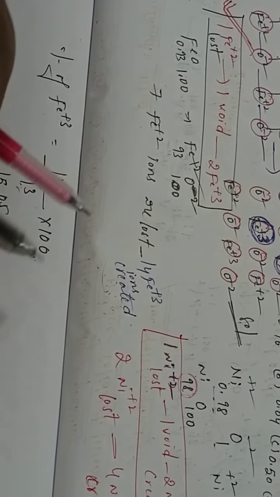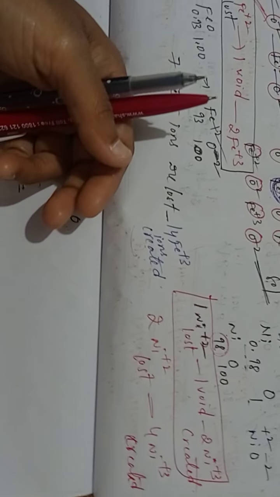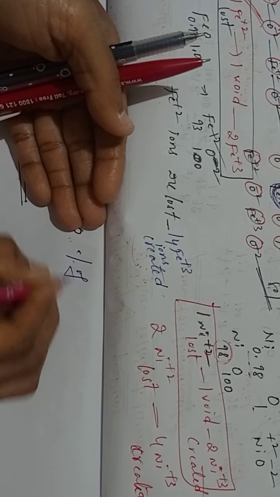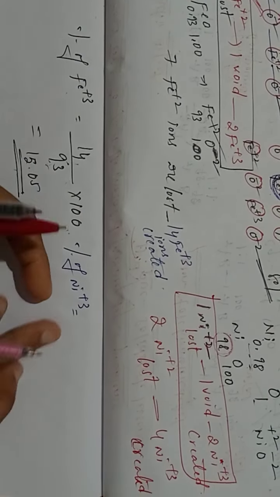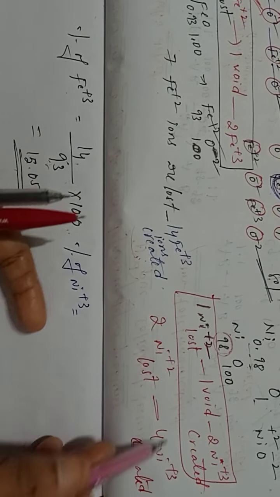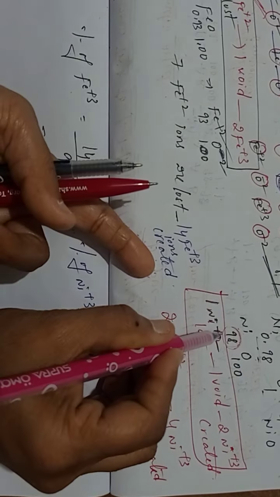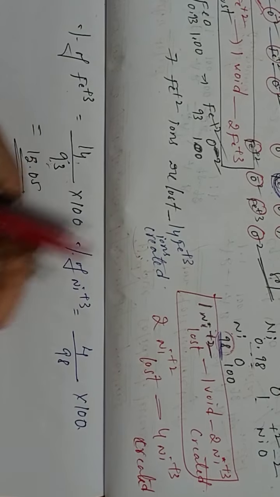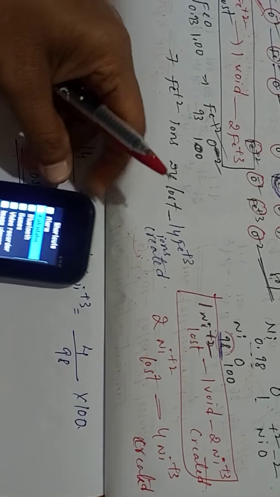Now how to find the percentage, students? How to find the percentage of Ni plus 3? Percentage of Ni plus 3 is equal to, how many created? 4 Ni plus 3 ions are created. Total how many Ni plus 2 given, students? 98 given. So 4 by 98 into 100. Then we will get the percentage of Ni plus 3.